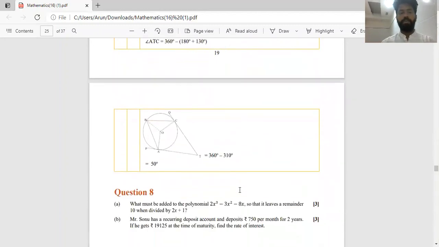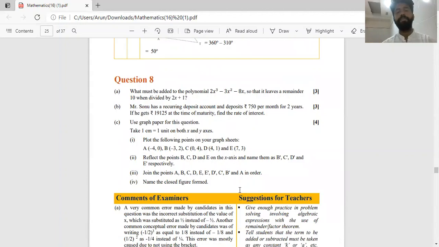Next, moving on to question number 8. What must be added to the polynomial 2x cubed minus 3x square minus 8x so that it leaves the remainder 10 when divided by 2x plus 1.